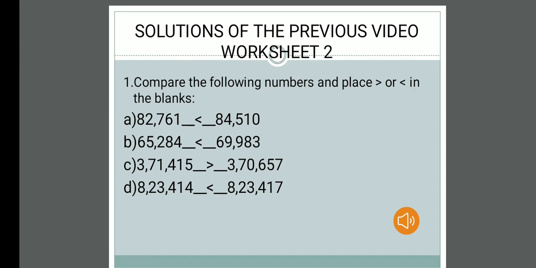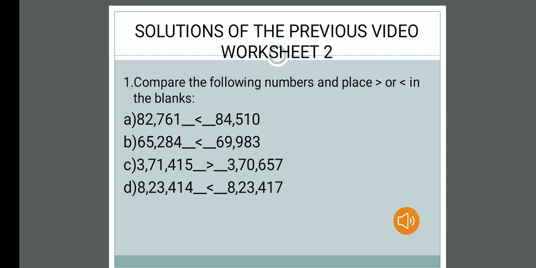In the previous video session, we have learnt the comparison of the numbers, the successor, the predecessor, and forming the numbers greatest and smallest, and we also learnt ascending and descending order. Based on those topics, I gave you a worksheet in the previous video. So let us see the solutions for worksheet 2. Now you can see the first question. Compare the following numbers and place greater or lesser in the blanks.